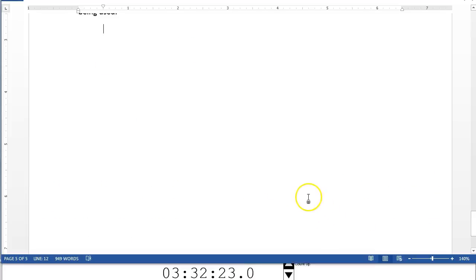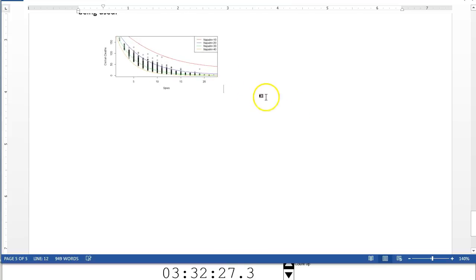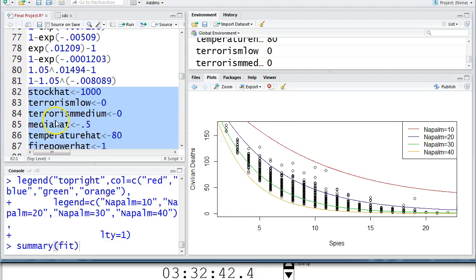Copy plot. Put that in. There we go. This shows I'm taking pride in my report. I actually want it to look nice. I need something like, you can see this in the picture below. Oh, good. If there's one for spies based on napalm, then I obviously need one for napalm based on spies.